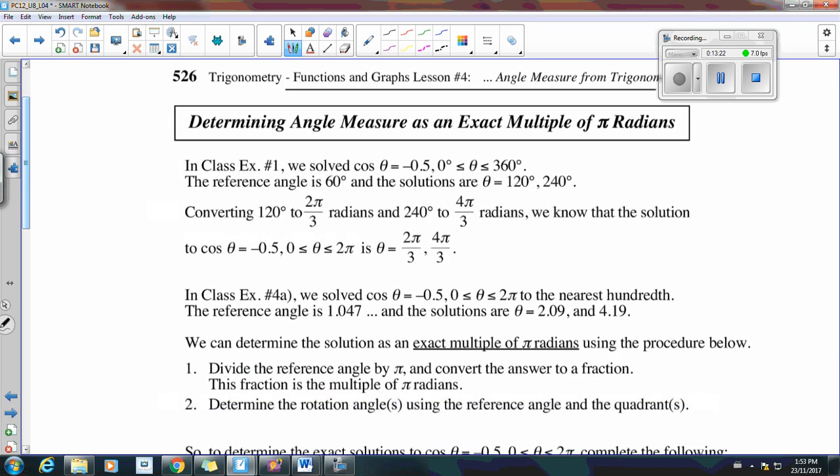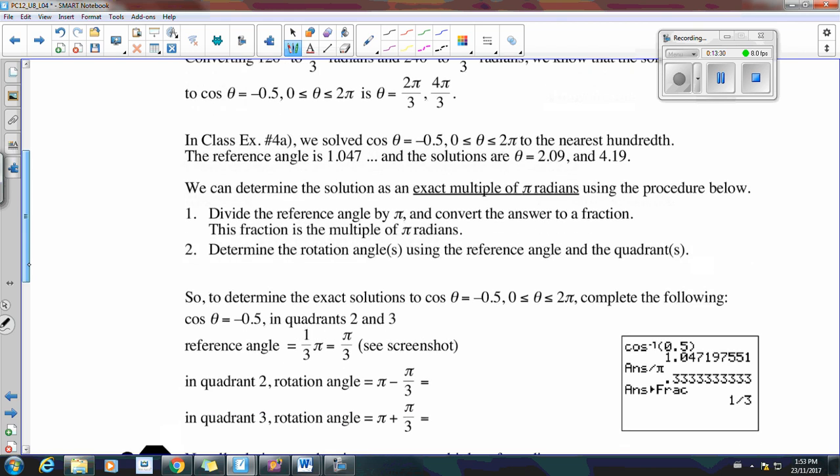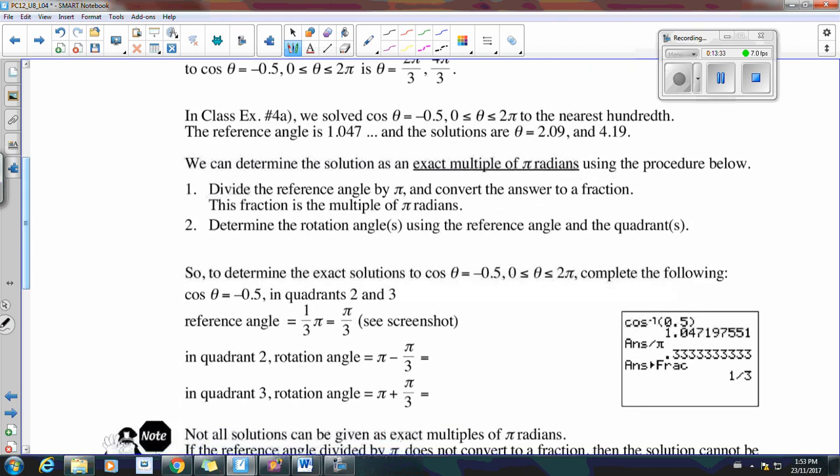Okay, the exact value part gets trickier. So there is kind of a calculator hack you can use, or you can work with your special triangles and the unit circle. Here's the calculator hack. So we can determine the solution as an exact multiple of pi radians using the procedure below. Divide the reference angle by pi and convert the answer to a fraction. This fraction is the multiple of pi radians. So there's an example down here.